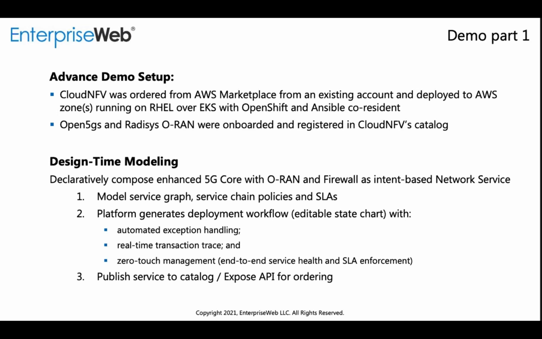That's all done in a model-driven way, no code. The only code that we might be working with is any string that we need to bring into our model in case we need to invoke it to configure it, for example some proprietary CLI. Once we have things in our catalog, we just compose them. And the only thing that the service designer needs to do is model their service graph, define their service chain policies and their SLAs, and that's it. You could literally model an enhanced 5G core with Open RAN as a service in 5 minutes.